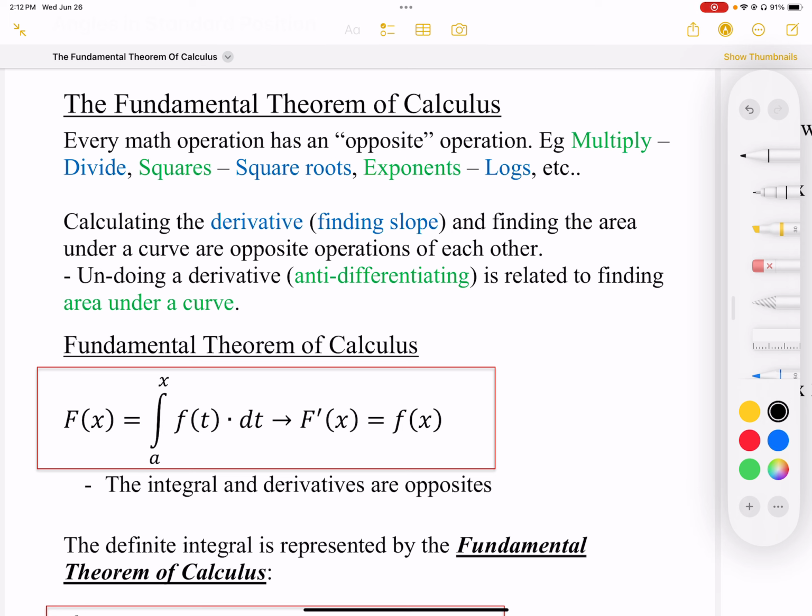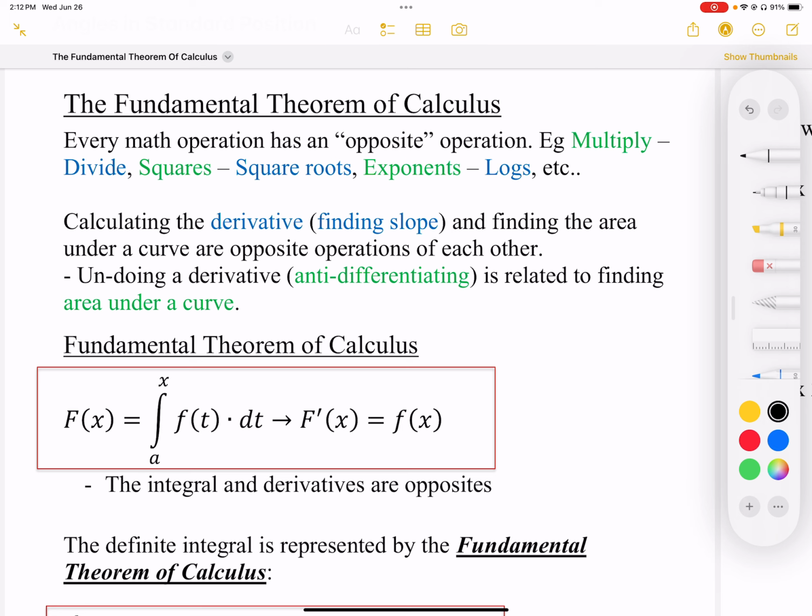Now, we haven't formally shown how they are connected, and we're going to do that in a different video, but they're definitely connected to each other. They have some kind of relationship. So we're going to look at this relationship and show it through something called the fundamental theorem of calculus.